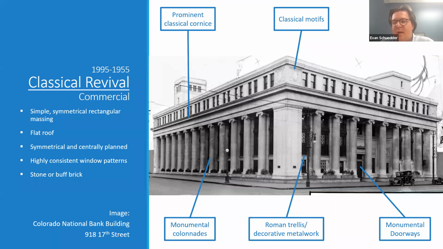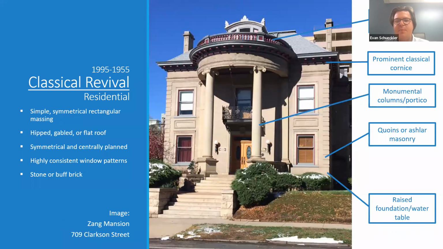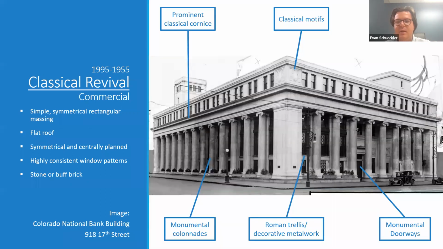This style also often has a monumental doorway that really has the emphasis on it. And even if you go back to this example of the residential version of the classical revival, you can see that you have this double height portico marking where the entrance is. So there's your commercial example.